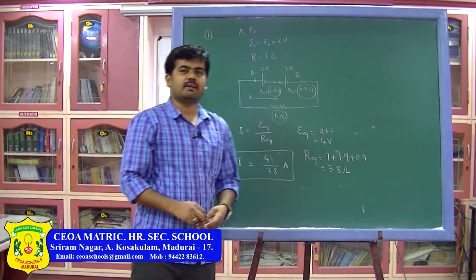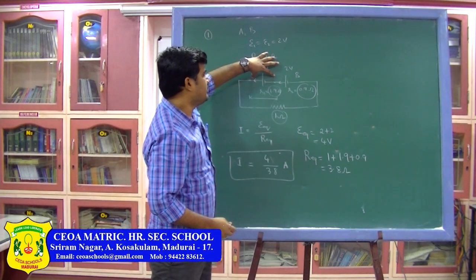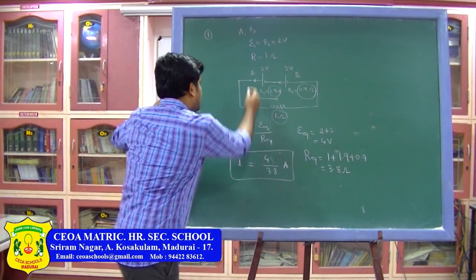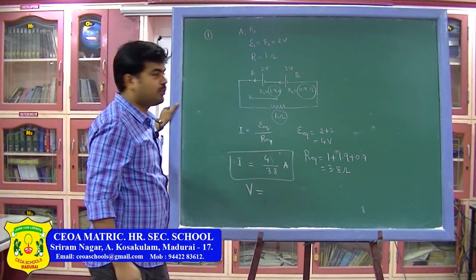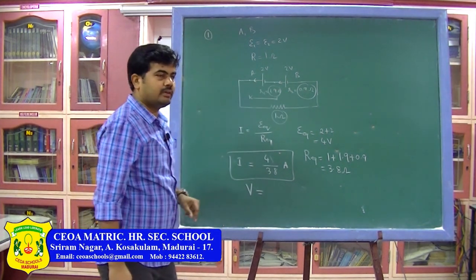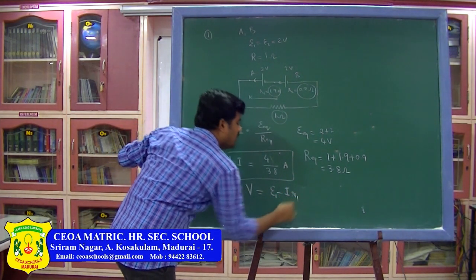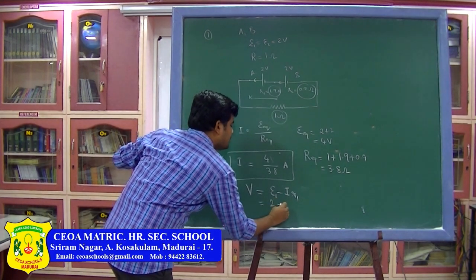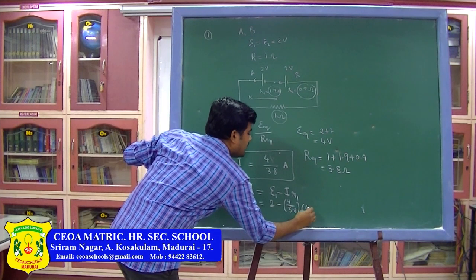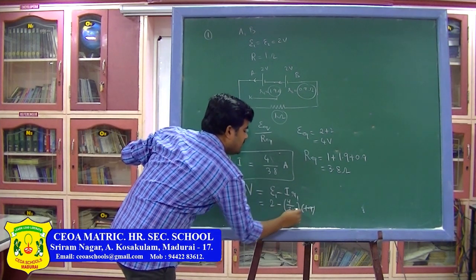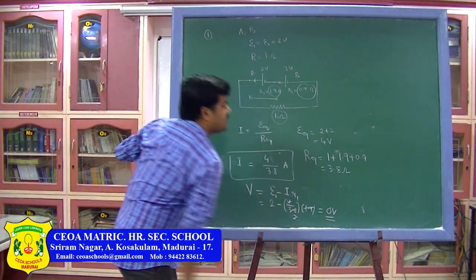After finding the current, we have to find the potential drop across the terminals of cell A. For cell A, using the cell equation, the terminal potential difference V is equal to E1 minus I into R1, that is E1 value 2 volts, I value 4 divided by 3.8, into R1 value 1.9. Simplifying this, you get 2 minus 2, which is 0 volts. That is the required answer for this problem.